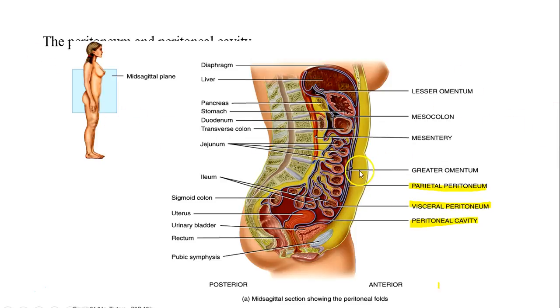Let me get this in a good spot. Okay, so continuing on down here, you can see this is actually the parietal peritoneum. And here is a structure, the lower portion of your colon, which actually lies behind the parietal peritoneum. And so this is one of our retroperitoneal organs.